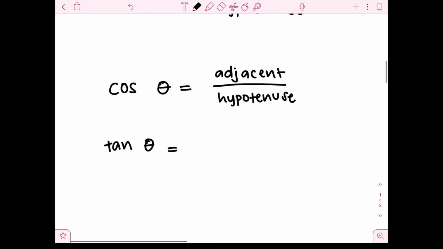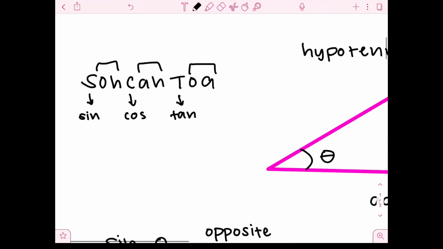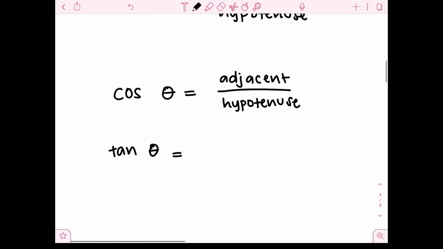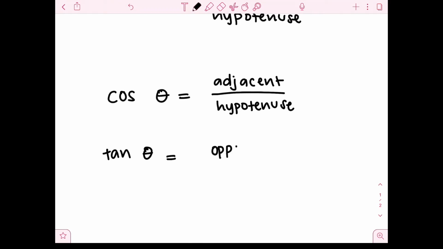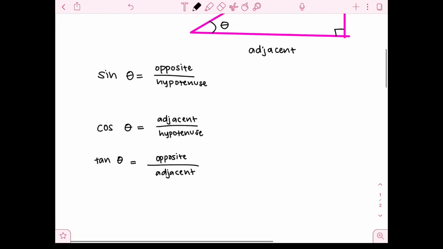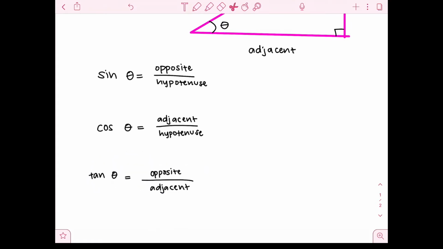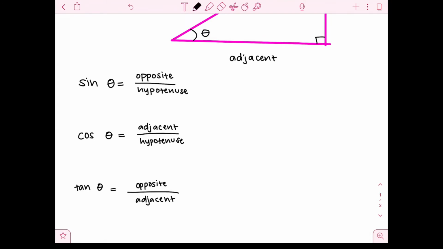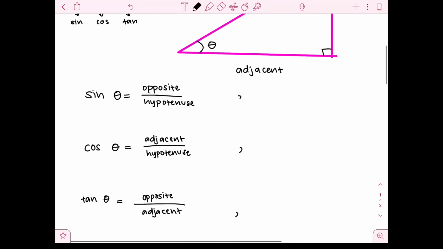And then our tangent of theta, looking back at our SOHCAHTOA, we have opposite and adjacent. Tangent is opposite divided by adjacent, basically. So opposite over adjacent. And these are our three basic trig functions: sine, cosine, and tangent. Now, we also have three more. These are going to be the reciprocals. So I'm going to put a comma in between all of these. And then we're going to look at the reciprocals of sine, cosine, and tangent.